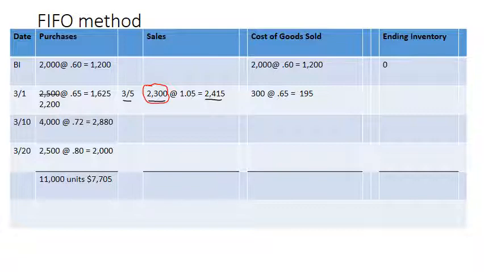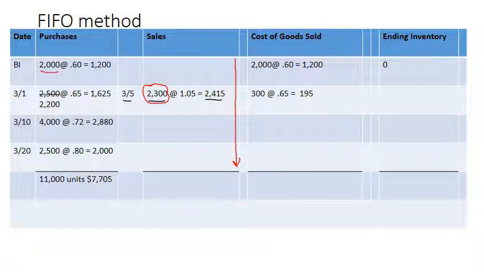Since this is FIFO, first in, first out, we're going to start at the top. So we're going to take the first units that we acquired and we will move those to cost of goods sold first. So those would be actually the units that are being delivered to the customer. So we're using the cost of the oldest units as the cost of the product that has been delivered.